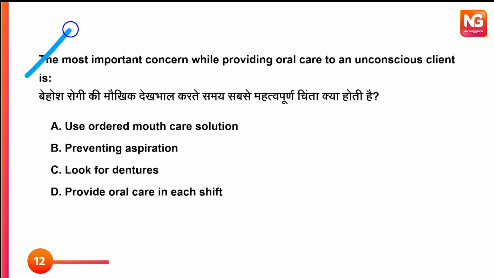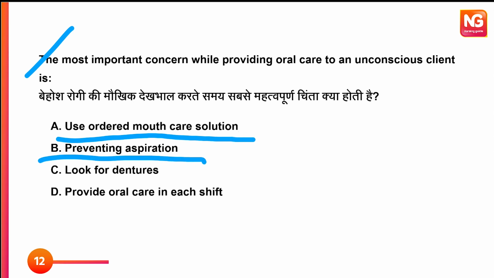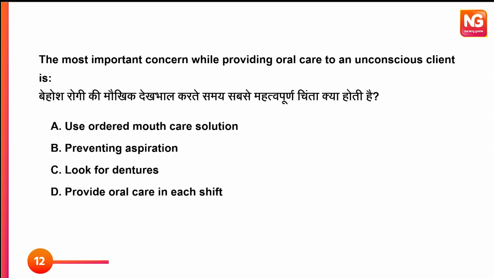Next, the most important concern while providing oral care to an unconscious patient is option A use ordered mouth care solution, option B preventing aspiration, option C look for denture, option D provide oral care in each shift. The correct answer is option B preventing aspiration. Preventing aspiration is the most important concern while providing oral care to an unconscious client.